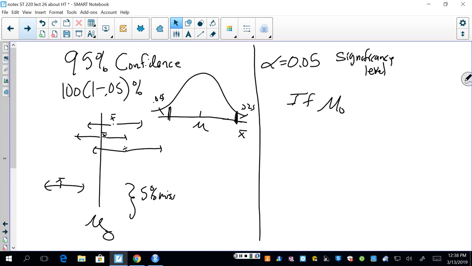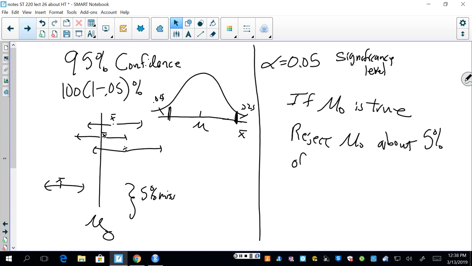In this one, if mu sub 0 is true, we're going to reject mu sub 0 about 5% of the time, in our long-run experience. We reject when X bar is too far away. The 5% where we don't cover some specific value is the 5% where we would make the wrong choice about a mu sub 0. So the 5% has the same concept of performance: how does the decision procedure work over time?